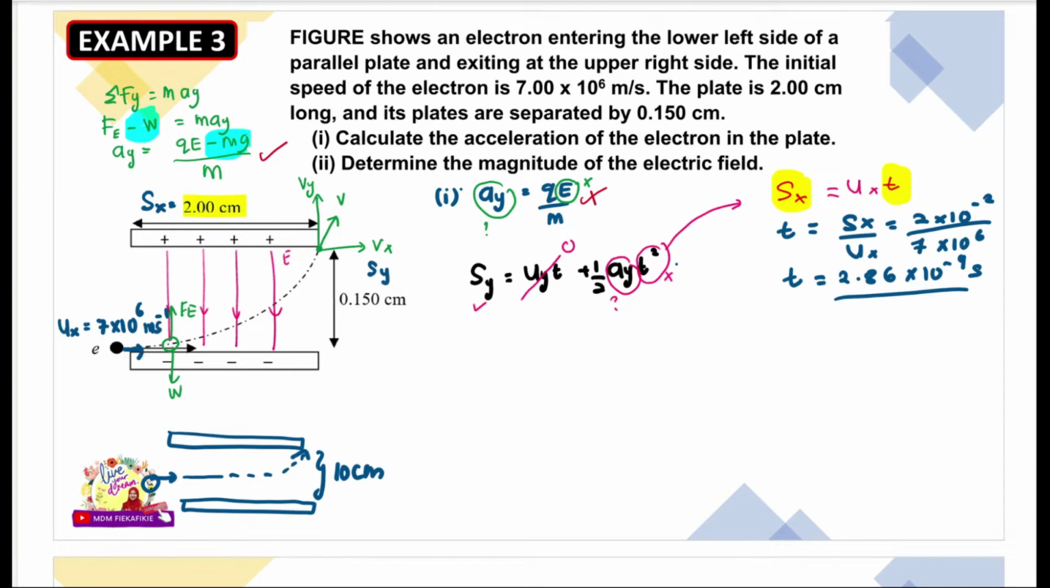Okay, so ini belum jawapan lagi lah. Masukkan dekat sini. SY should be positive. Okay, bergerak ke atas. AY pun positif lah, sebab tu saya letak sini positif. Okay, so dia akan jadi 0.15 cm, 0.15. Okay, kita guna kali hitam.